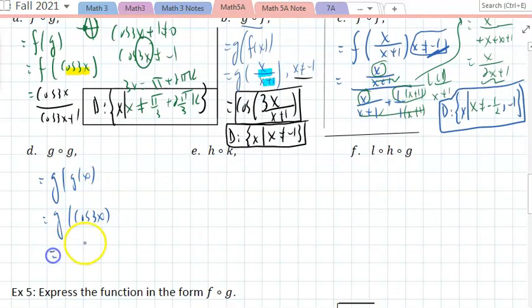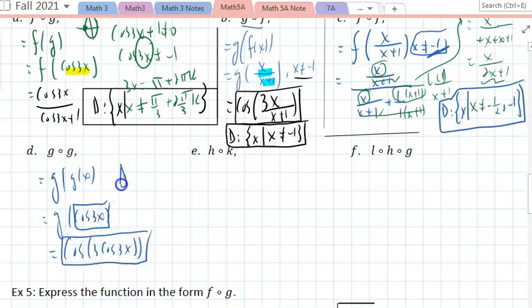Well, this says go to the cosine of 3x and substitute the cosine of 3x in there. So that's going to be the cosine of 3 times the cosine of 3x. I know it doesn't look pretty, but that's what it is. Domain, there's no restriction on the domain here because the argument could be anything.